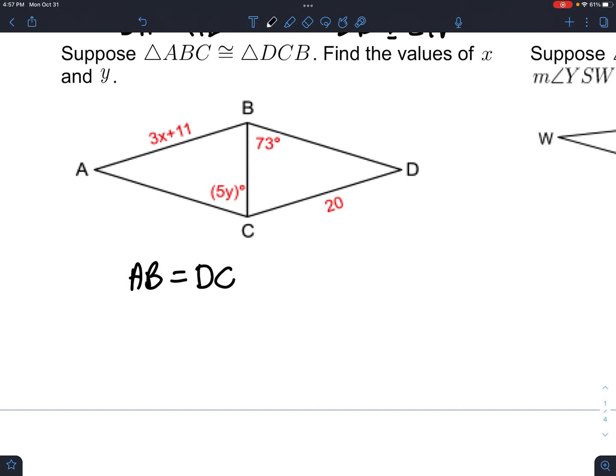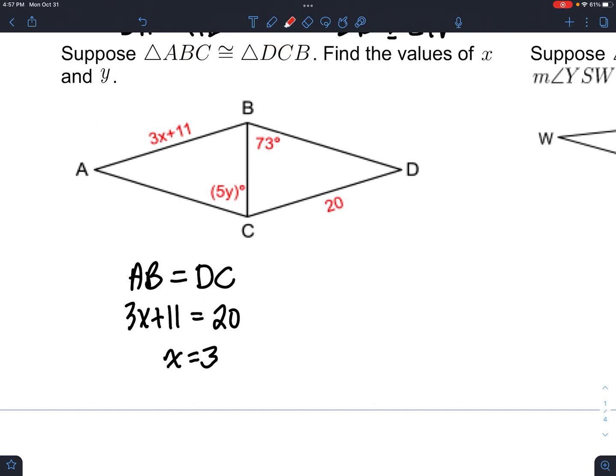Same deal here. AB should be equal to DC. So this is 3x plus 11, and this is 20. So x is 3. Again, why do those match up? Because they're the first two letters.